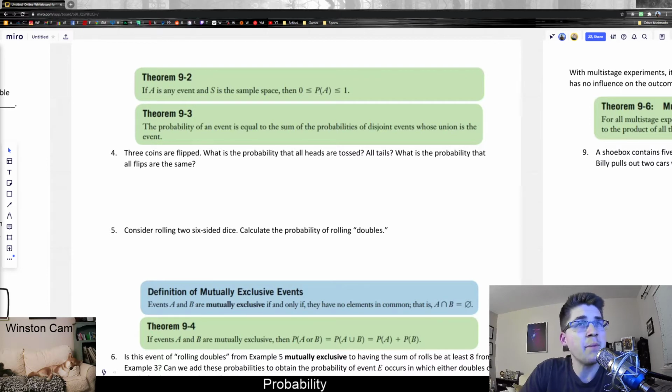And by disjoint, all that means is that the sets don't have any overlap, so that when we're adding those probabilities together, we're not double counting anything.